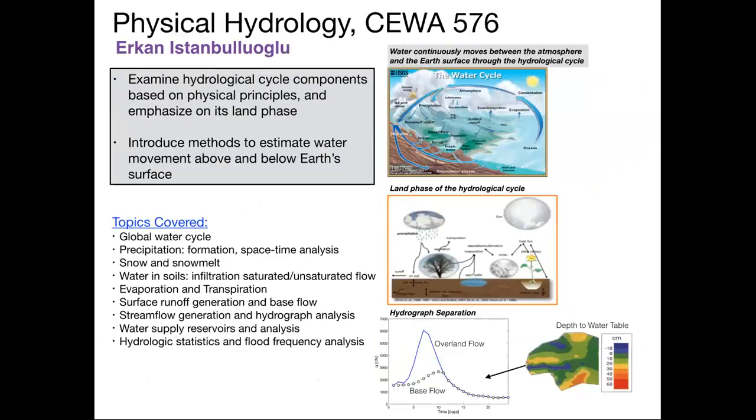One of the other core courses is physical hydrology, and physical hydrology actually hits on the idea that you need to understand everything about the water cycle. So it talks about the global water cycle. It talks about snow and snow melt. It talks about infiltration of water into soil, and then atmospheric processes like evaporation and transpiration, and many other things which are listed right over there.